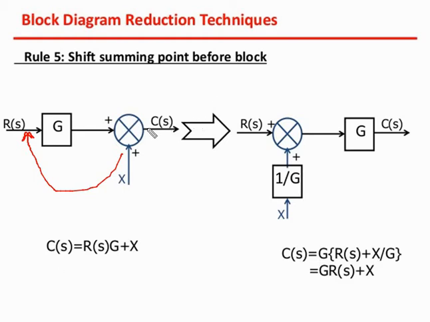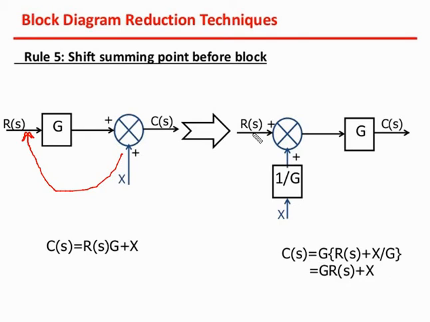So what do we have to do with this summing point? If we shift this summing point before the block, the gain is the inverse of this gain G, which is multiplied to the input X. So at this point, the inverse of this block is connected in series with X. So if we solve this, C(s) equals G R(s) plus X by G.